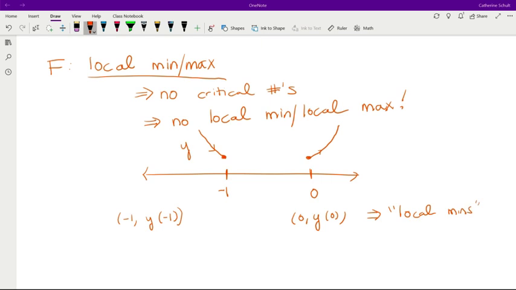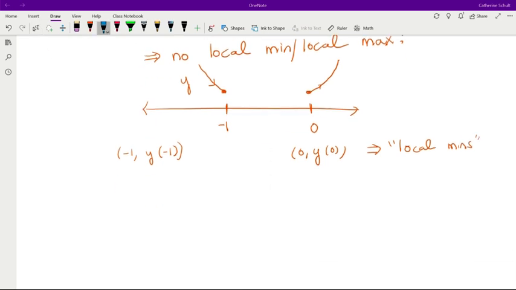We can plug in those values to our original function, and we kind of did that briefly. We're looking at something like this. So those are behaving as the local mins. We'll have to make sure we include these points on our graph.